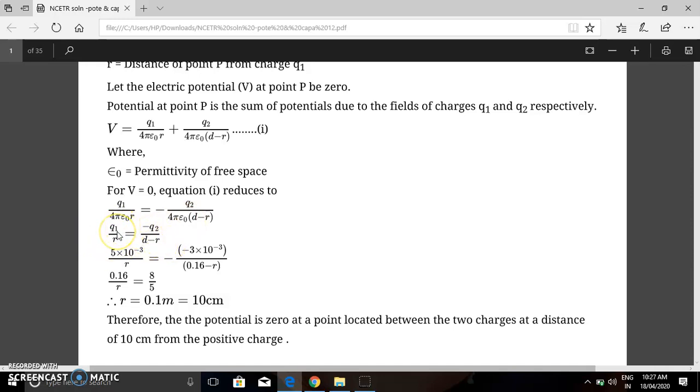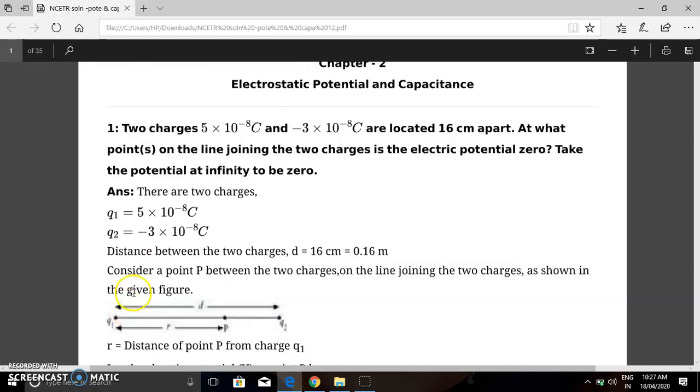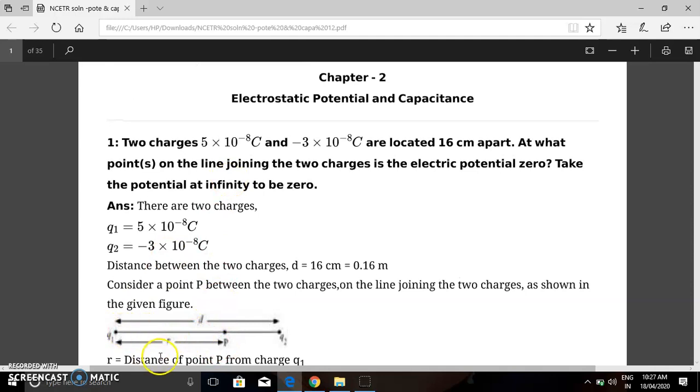We know that the magnitude of the first charge is 5 into 10 raised to minus 8, and the second charge is minus 3 into 10 raised to minus 8. And d is the distance between the two charges, which is given: d is nothing but 0.16 meter. So instead of d minus r, we can write 0.16 minus r, putting the value of d. If you solve this, we will get the distance r of this point P from charge Q1.